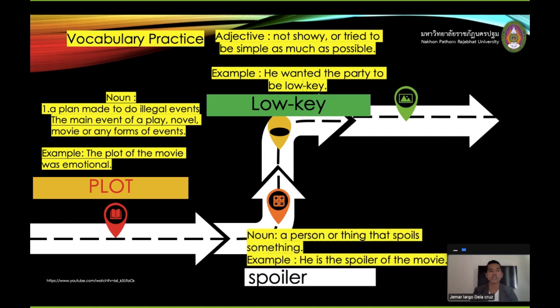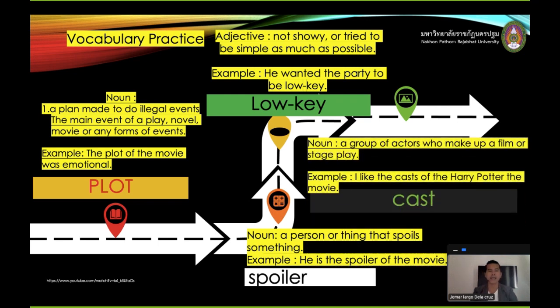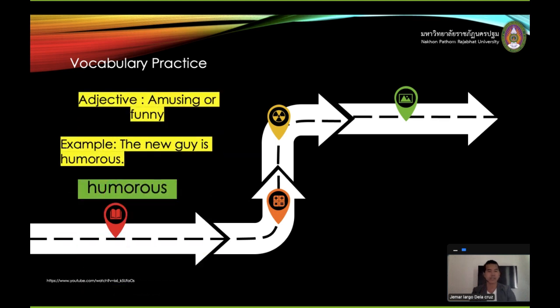Good. Next is the spoiler. What do you mean by spoiler? It is a person or thing that spoils something. Example, he is the spoiler of the movie. Next is cast. The cast is a noun meaning a group of actors who make up a film or stage play. Example, I like the cast of the Harry Potter movie. The cast is the actors and actresses who play in the movie, film, or play. Next is humorous, meaning being funny. Example, the new guy is humorous, or being funny.